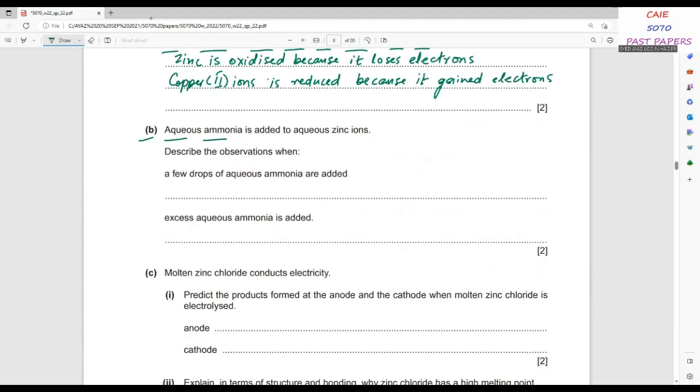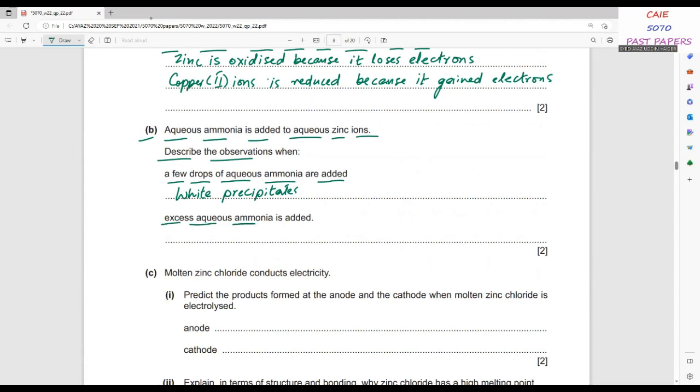B. Aqueous ammonia is added to aqueous zinc ions. Describe the observations when few drops of aqueous ammonia are added. We will get white precipitates.